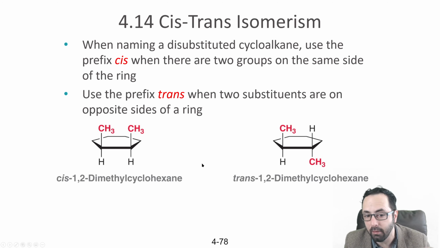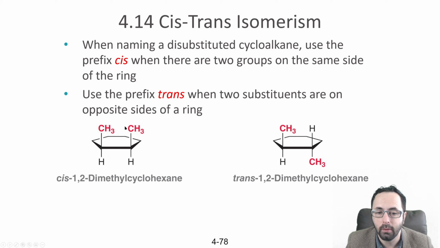Now, because rings have a side, a top and a bottom, there's also stereoisomerism, in particular, cis-trans isomerism. So, cis means the same side. So if both methyls on a ring here, or both groups, whatever they are, are on the same side, we say cis. So it's not enough here to say 1,2-dimethyl cyclohexane. We have to say cis because that's indicating the methyls are on the same side, both on the top. As opposed to trans 1,2-dimethyl cyclohexane. Here, one methyl is up and one methyl is down.